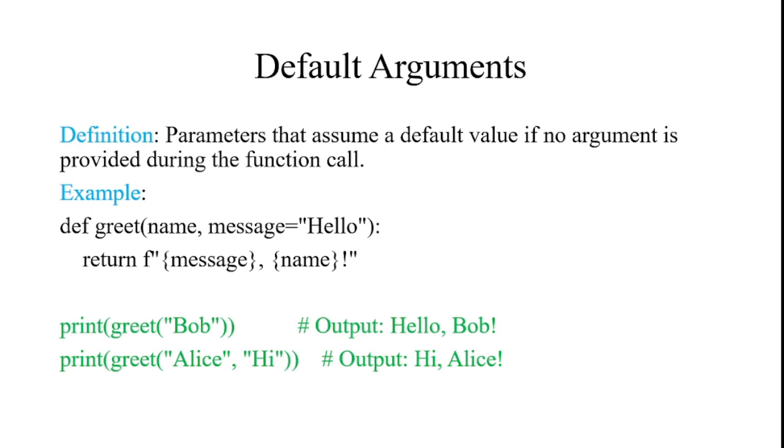But in the second case, when we call it by passing two values, one is Alice, second is hi, then the first value Alice will be assigned to the name and the message will be assigned the value hi instead of the default value hello. So if we provide a value, then that value will be assigned to the argument. Otherwise, if we do not provide one, then the default value will be picked by the argument.